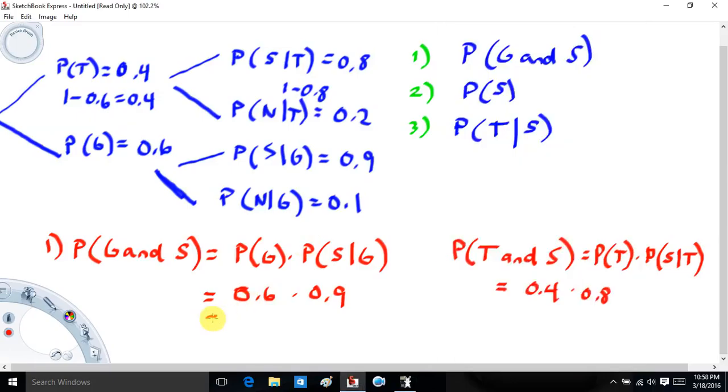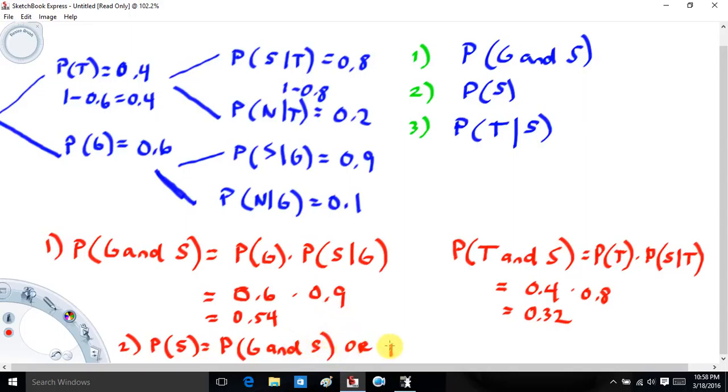0.54, and this one is 0.32. Okay, second, what is the probability that you get a scholarship? The probability that you get a scholarship is the probability that you had Coach George and you got a scholarship, or you had Coach Tom and you got a scholarship.